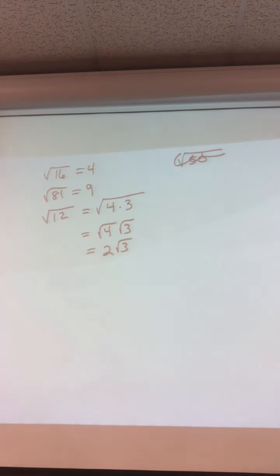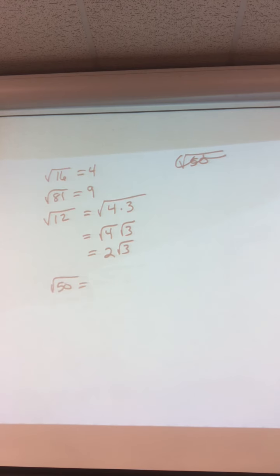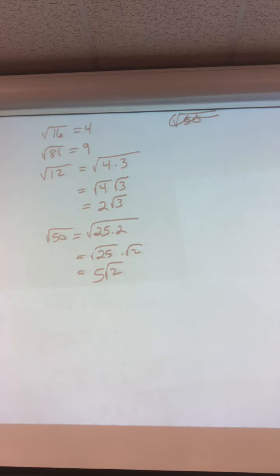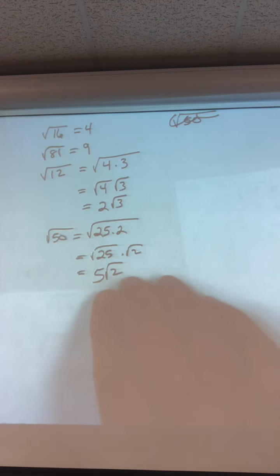Let's do another one. Square root of 50. Think about the numbers that go into 50. 5 times 10 is one of them. Neither one of those are perfect squares. But if you use 25 times 2, 25 is a perfect square, and the square root of 25 is 5. So another way to write square root of 50 is 5 times the square root of 2.